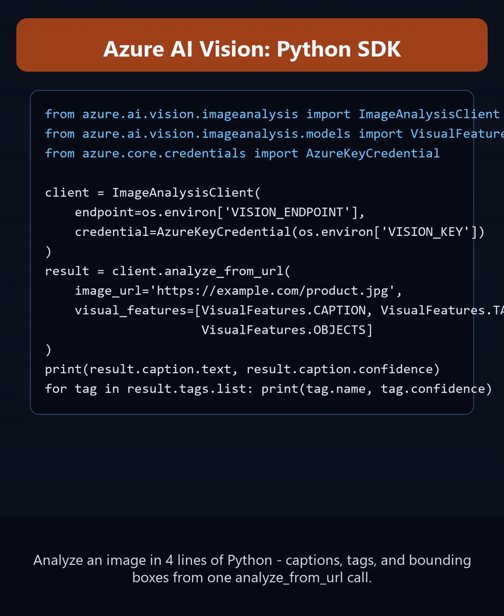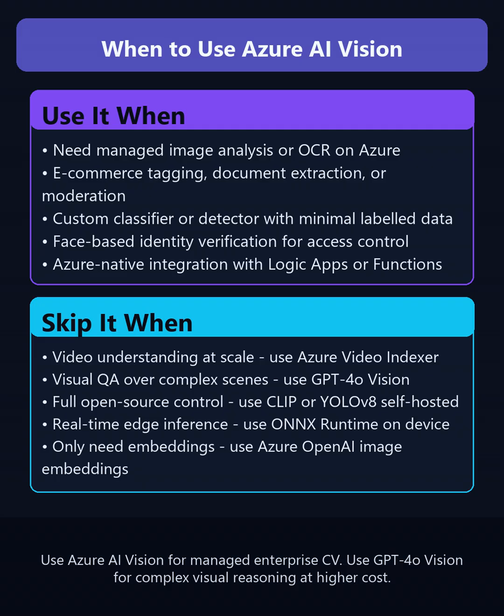Use Azure AI Vision when you need managed image intelligence on Azure for scene analysis, OCR, face detection, or custom classification without training or hosting your own models. It is the right choice for e-commerce, document processing, content moderation, and security applications. Skip it when you need video-level understanding at scale. Use Azure Video Indexer for that. For multi-image reasoning or visual question answering over complex scenes, Azure OpenAI with GPT-4o Vision will give you deeper language-grounded understanding.